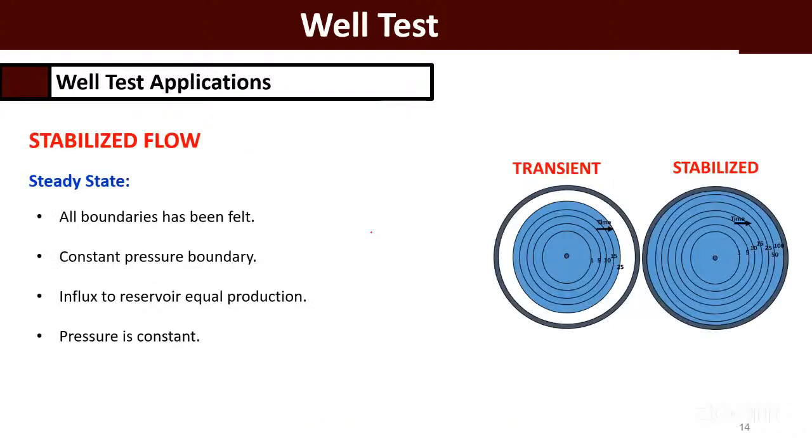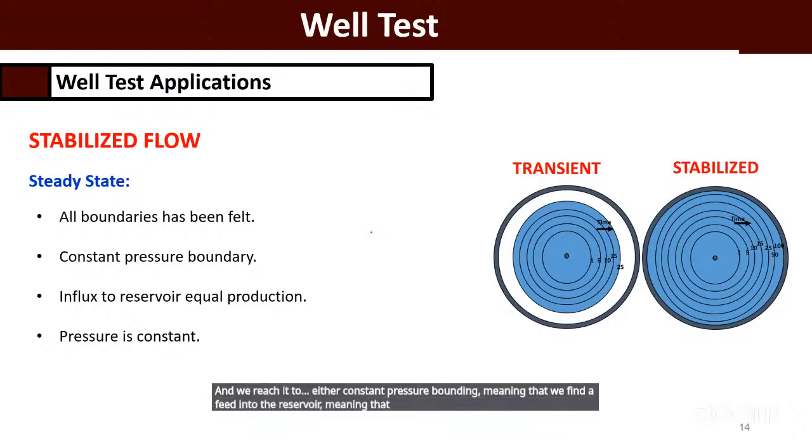So the stabilized flow means that all the boundaries can be felt and we reach either a constant pressure boundary, meaning that we find a feed into the reservoir, meaning that I have an aquifer in all directions, and the pressure will be constant.